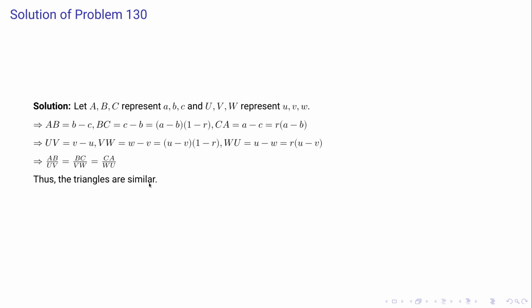So how do you arrive at this? AB by UV is B minus A by V minus U. And this is A minus B by U minus V. This should be B minus A. This is B minus A. Okay. So see that all the values turn out to be A minus B by U minus V. So that is the common value. And since the ratio of sides of two triangles are equal, we can say that triangles are similar.